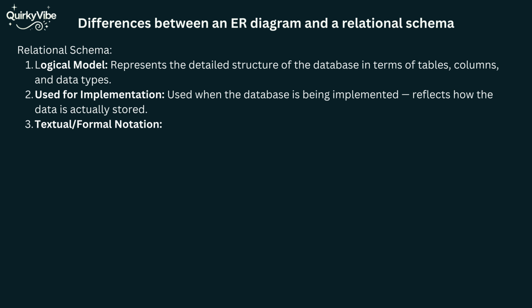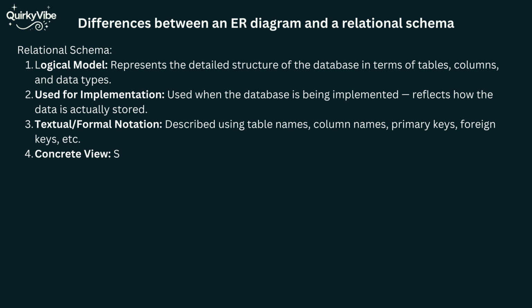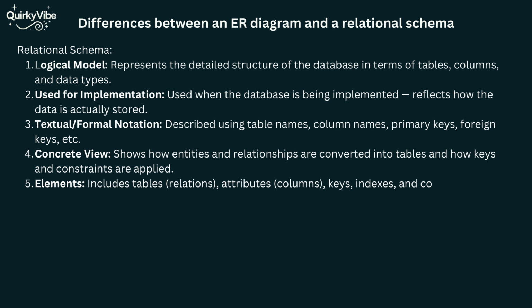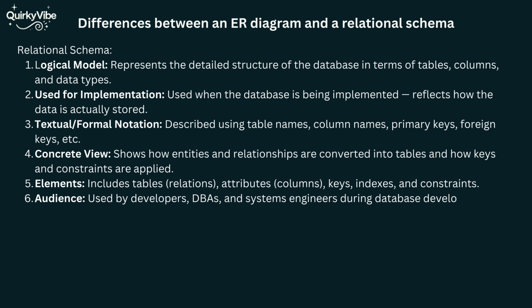Unlike ER diagrams, the relational schema is written in text or formal notation. It includes table names, column names, data types, primary keys, and foreign keys. It gives a concrete view, showing exactly how the abstract ER diagram is converted into real tables. It includes things like tables, attributes, keys, indexes, and constraints. And it's mainly used by developers, database administrators, DBAs, and engineers while building or managing the database.